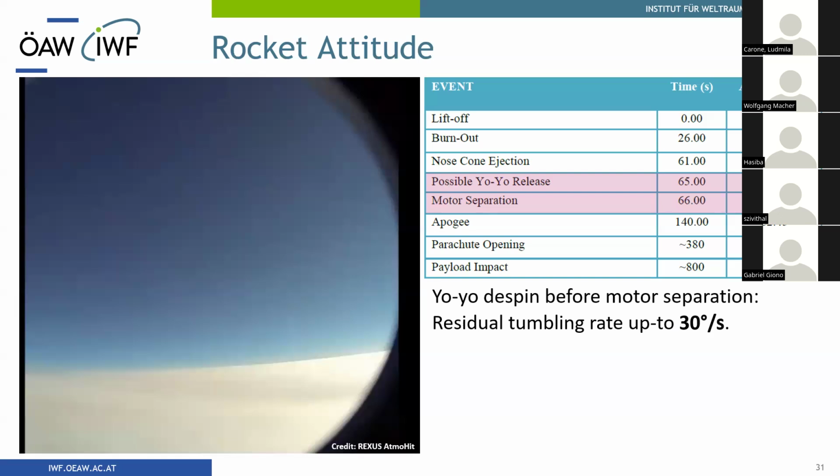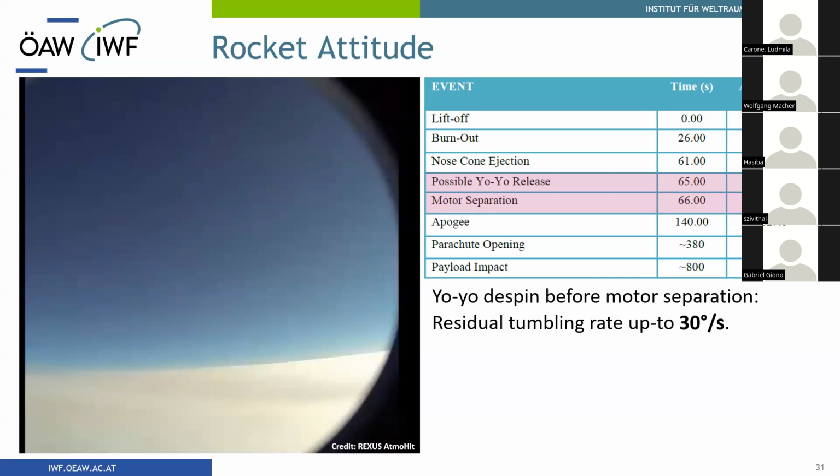But this happens before the motor separation, because you still have the motor attached, and when you separate the motor, and when you have your payload in your experiment. And this creates a residual tumbling rate, which is a bit random, up to 30 degrees per second. And this video will illustrate it very well.